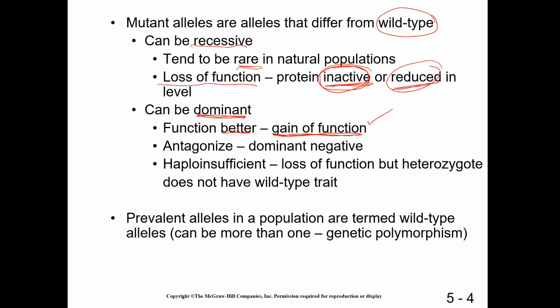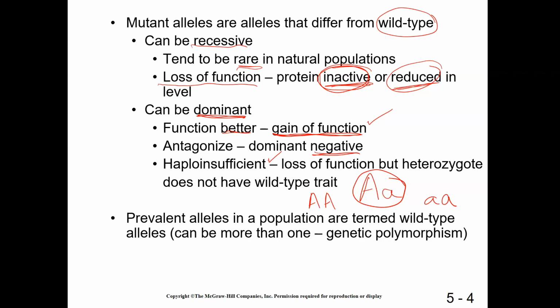Some genes can antagonize a negative effect. So antagonize means work opposite of a negative effect. And then we have something called haploinsufficiency. This is a loss of function, but only in the heterozygote, all right? So big A and little a work, but this one doesn't. It's not always clear why that's the case.